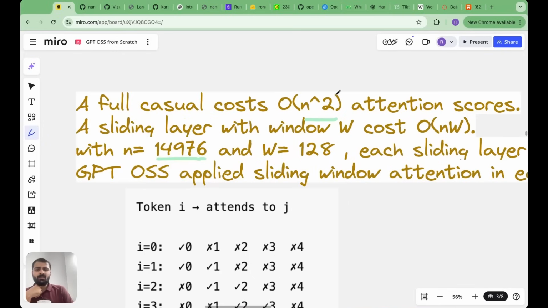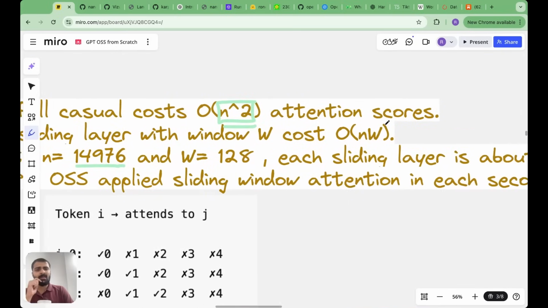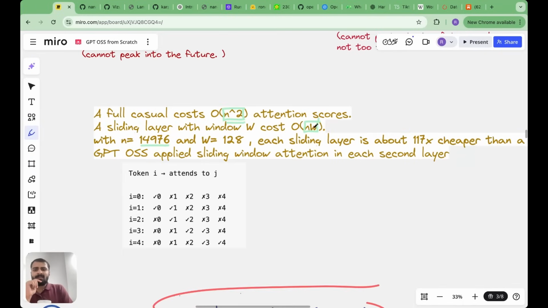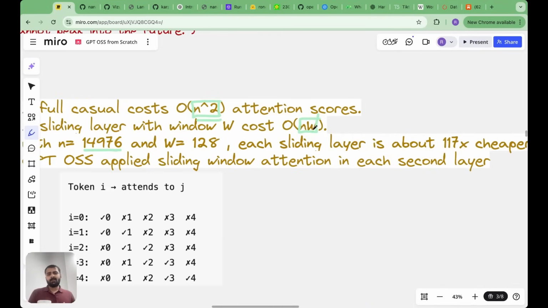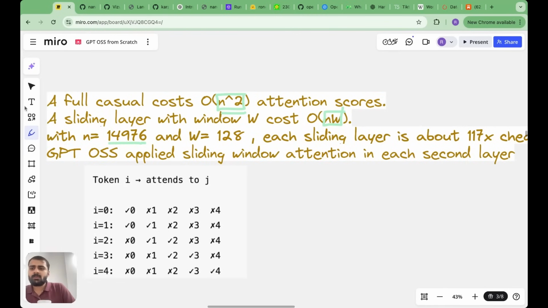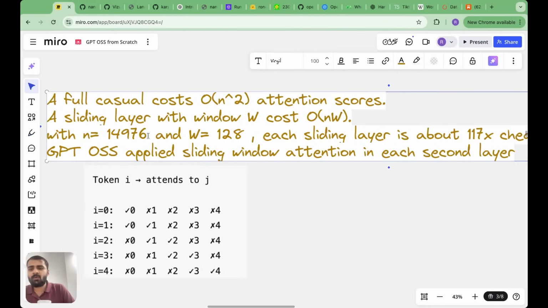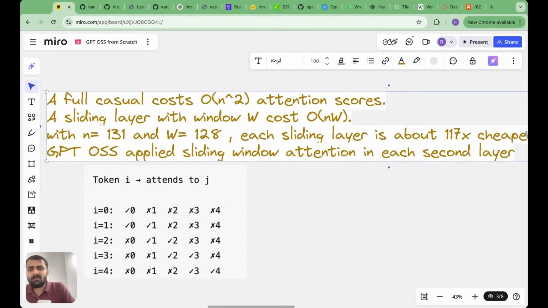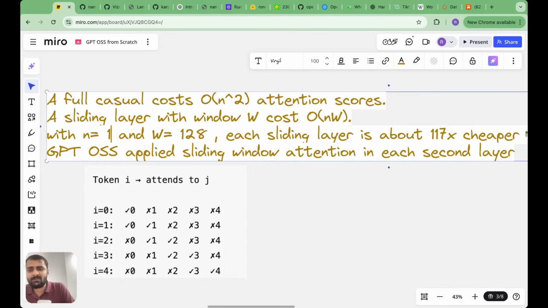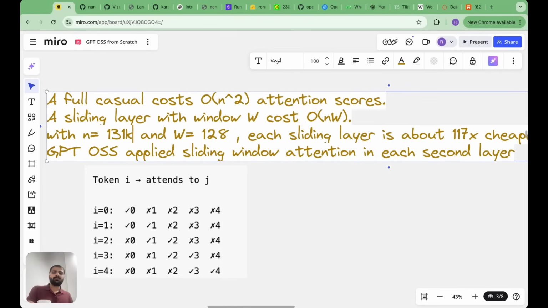So then can we essentially bring down this order from n square to n multiplied by w? So can we make this linear in n instead of scaling quadratic in n? And this w will be a window parameter. I'll explain to all of you what that actually means. So let me first replace this with 131k, which was the actual context.